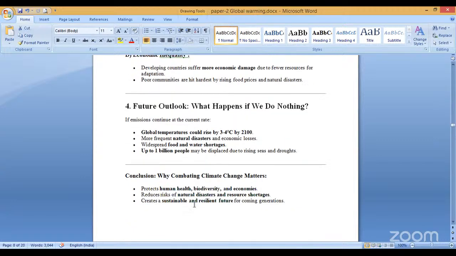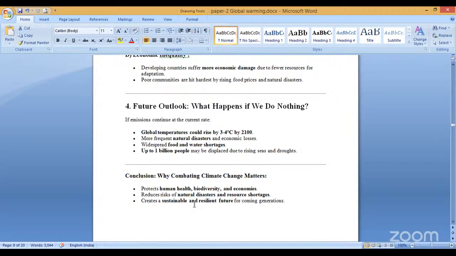Coming to the next one, future outlook. What happens if we do nothing? If emissions continue at the current rate, global temperatures could rise by 3 to 4 degrees by 2100. Then more frequent natural disasters and economic losses will happen. Widespread food and water shortages will increase. Up to 1 million people may be displaced due to rising seas and droughts.